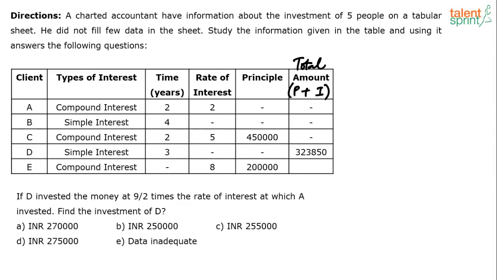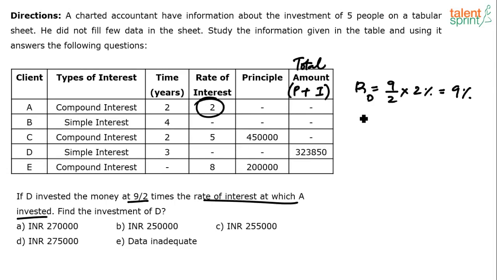You're done? Okay, so let's take up the first one. The question given here is, if D invested the money at 9/2 times the rate of interest at which A invested, find the investment of D. Remember one point, amount as I mentioned is total amount. If nothing is specified, always take it as total amount. So what is the rate of interest for D? It is 9/2 times the rate of interest of A. What is the rate at which A has invested? 2%. So 9/2 times 2% is 9%. So the rate at which D has invested is 9%.